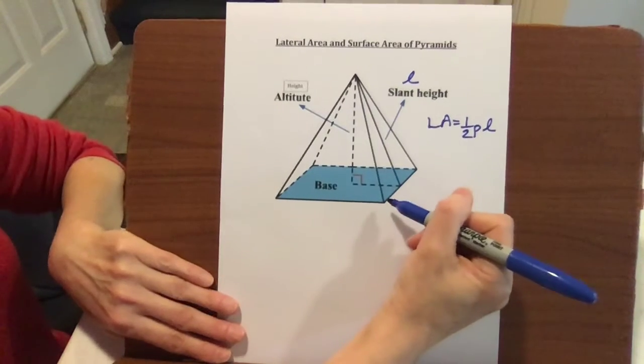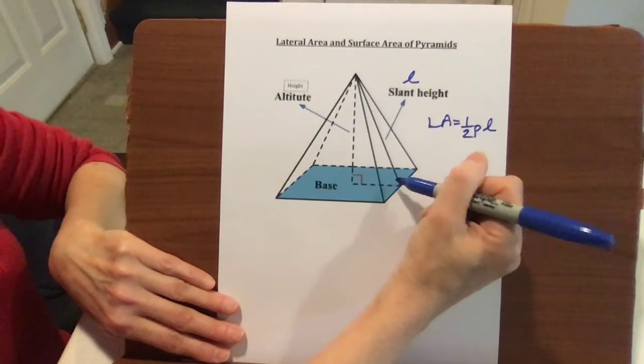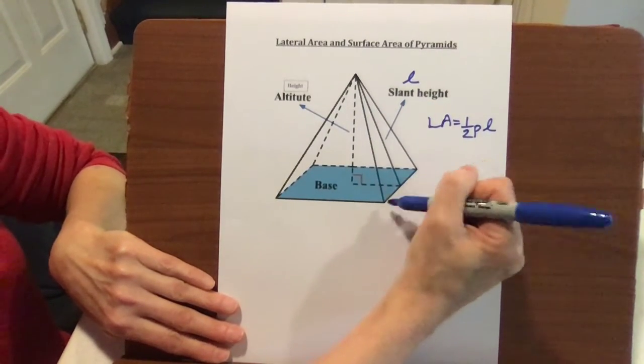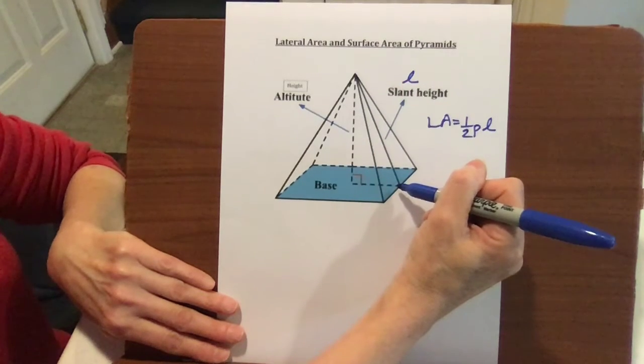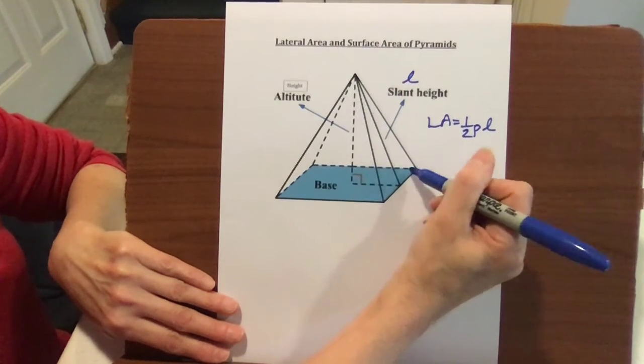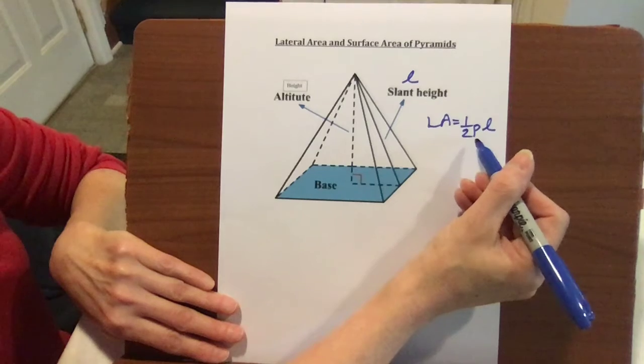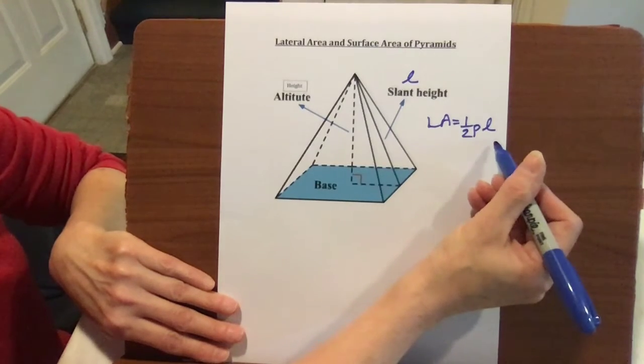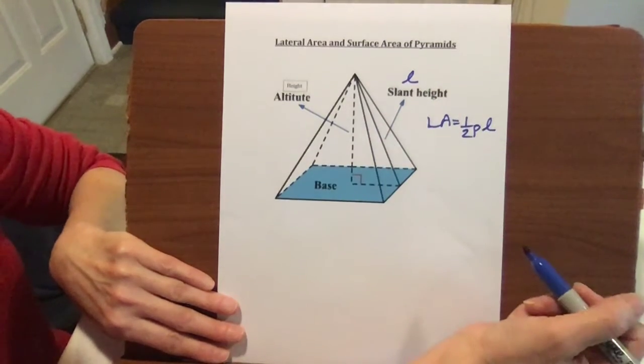So if we were to take each of these triangles and just take their areas, we'd take half of its base times its height, which is the slant height. But half of each length is the same thing as adding all the perimeters and taking half of the perimeter times the slant height of each one of those, which is the same.